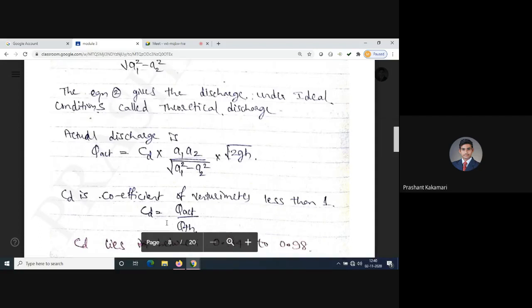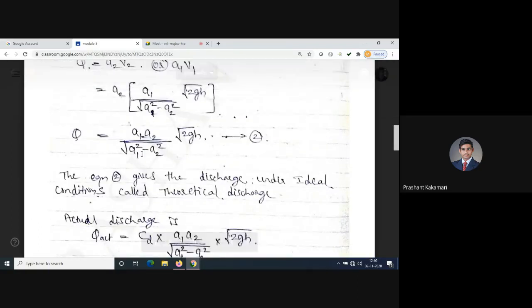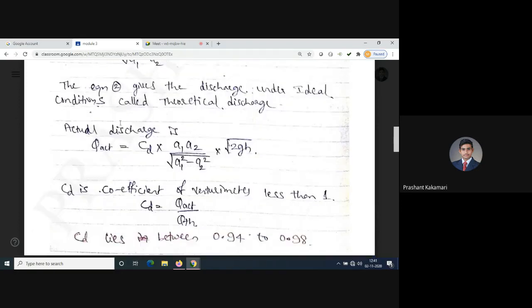So what is Q theoretical? We found out that Q theoretical is A1 A2 divided by square root of A1 square minus A2 square into square root of 2GH. Just by using the dimensions we are finding this theoretical discharge. Later, if you know the losses, how much loss is taking place because of the fitting of the Venturimeter or the orifice meter, considering those losses one can find out this CD value and substitute it here. So by considering the losses, one can find out the actual discharge, how much actual discharge is coming from that pipe. That's why we are just multiplying the CD value with the theoretical discharge equation, or multiplying CD into equation number 2.